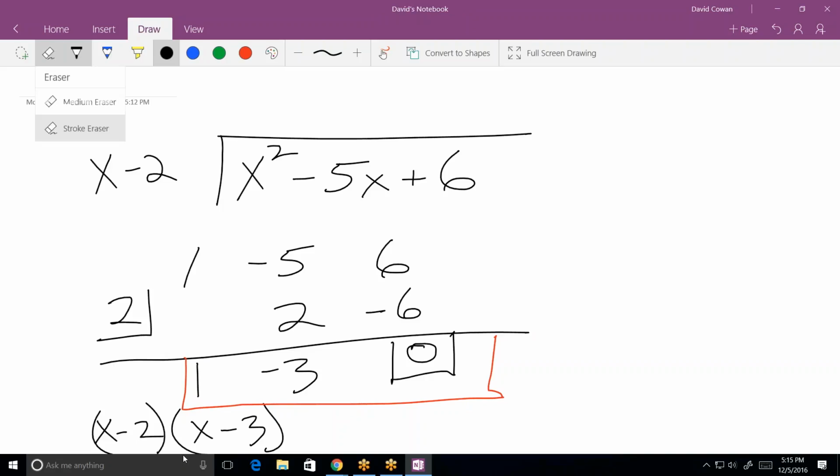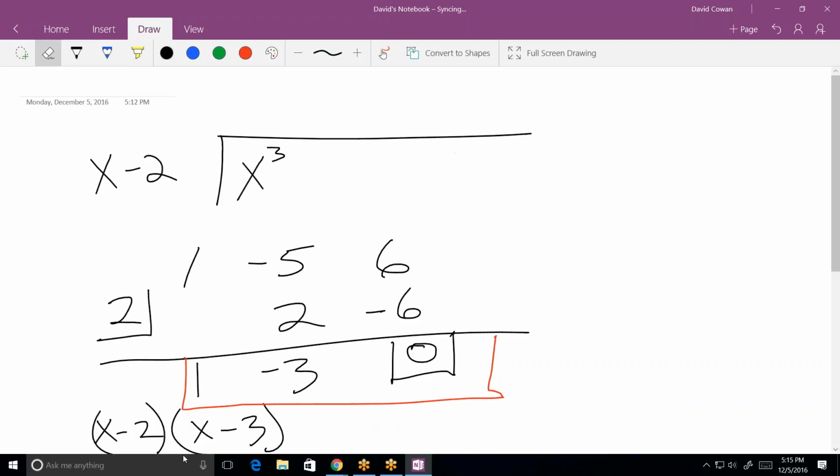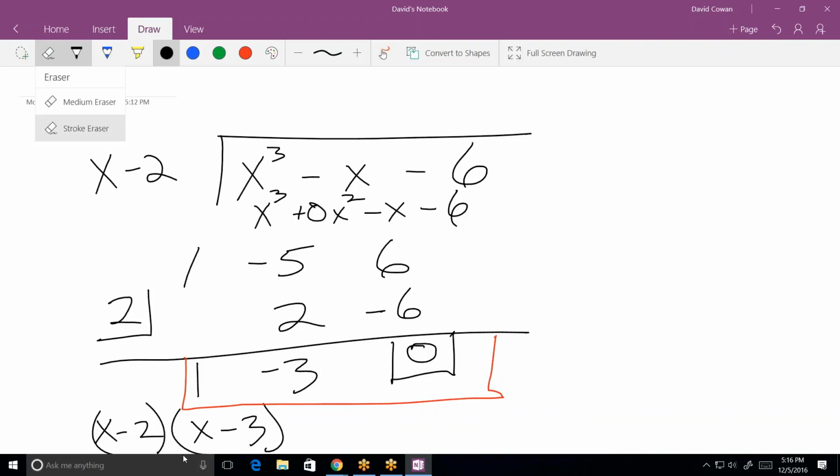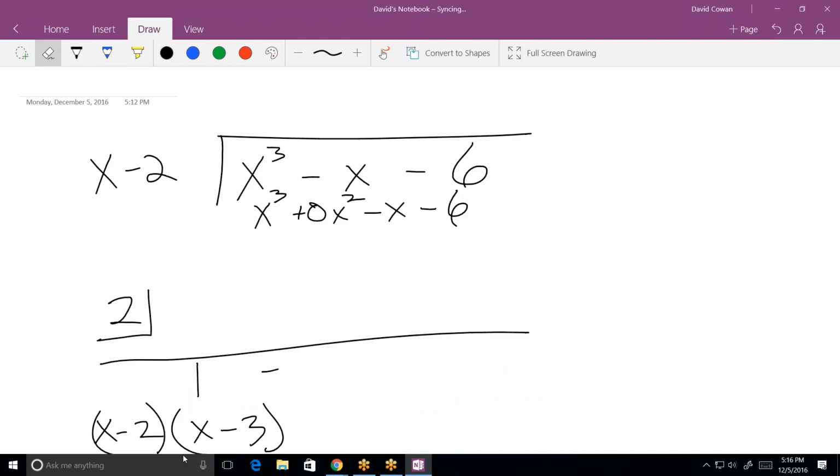Now, let's just cover one other situation that can throw people a little bit for a loop. Suppose I had this. Whether you're dividing by long division or synthetic division, you have to add a dummy variable for x squared. In other words, this is missing an x squared term. So if I was doing long division, I would have to write it x cubed plus 0x squared minus x minus 6. If I'm doing it synthetically, I have to do the same thing. I have to put that 0 in there. So across the top would be 1, 0, minus 1, minus 6.